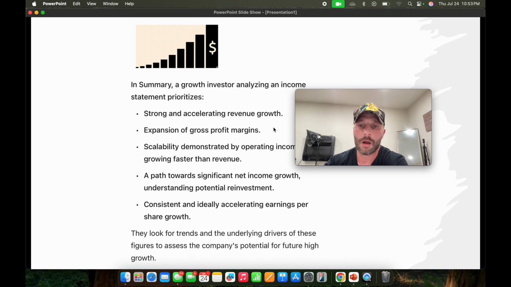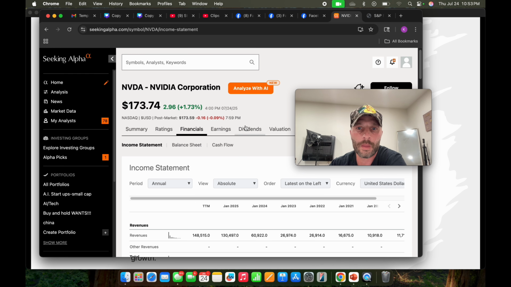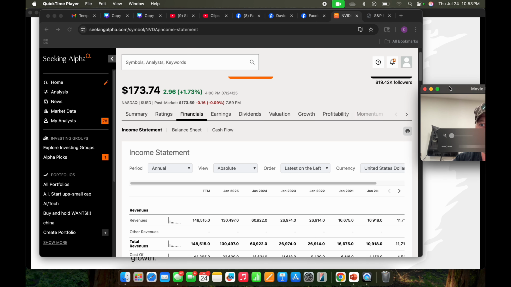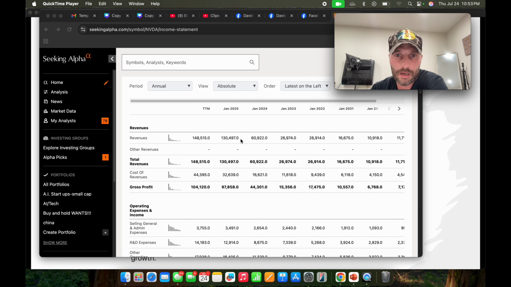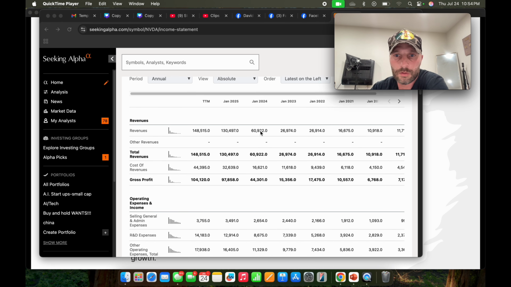All right, so let's go over here and just show you what it really looks like, okay? This is NVIDIA right here, okay? Get my beautiful face out of the way, okay? This is Seeking Alpha. This is an income statement, right? See here, income statement. We're going to go over the balance sheet. That's going to be our next video, but this is the income statement, okay? This is NVIDIA, okay? And so you see, this is revenue, all right?